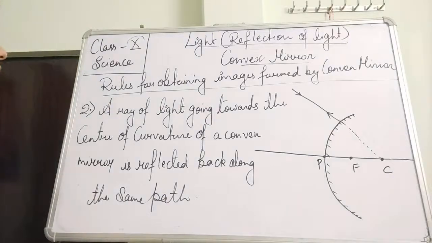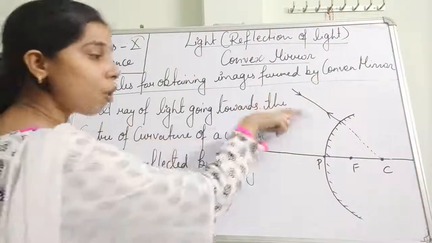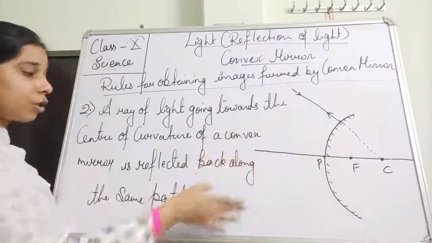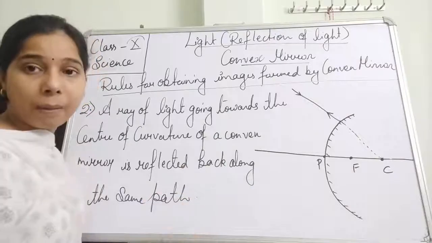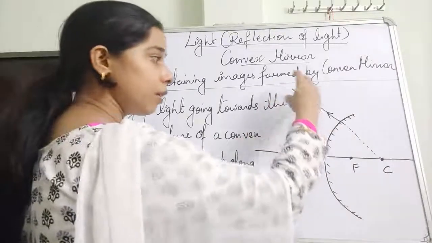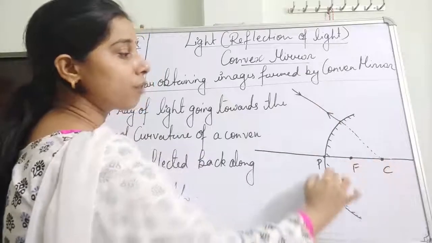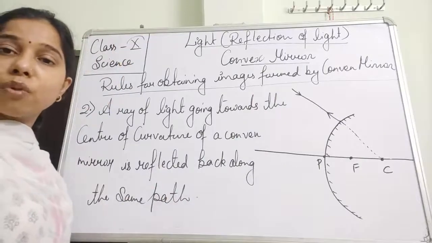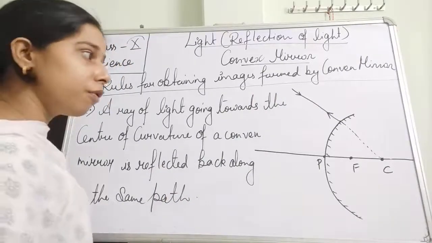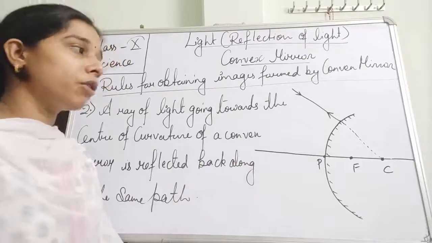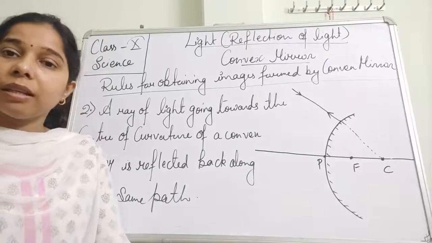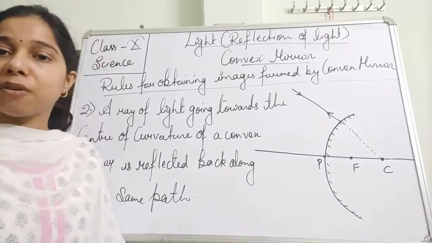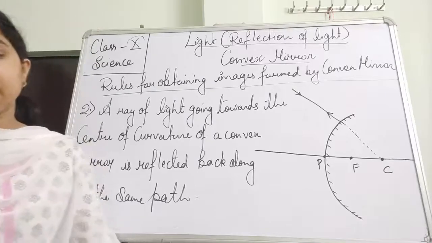So we can say here, students, that a ray of light going towards the center of curvature appears to be going towards the center of curvature. After reflection, it will come along the same path. This is the second rule, students. The first rule was different. The second rule is for the center of curvature. The same rule we have also seen in case of a concave mirror, but here it appears to be going towards the center of curvature and again gets reflected along the same path.